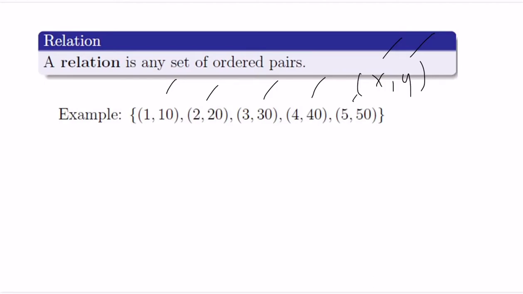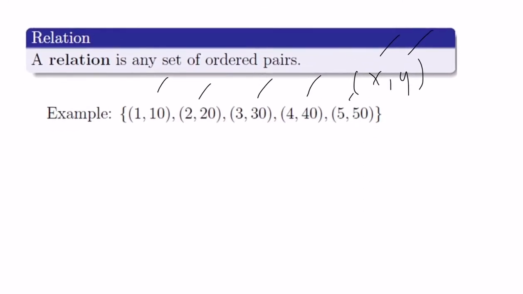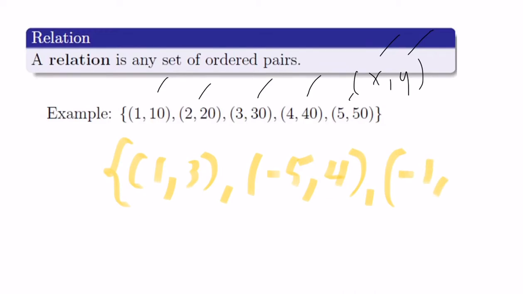You can make your own relation by giving any set of ordered pairs. Say for example, (1, 3), (-5, 4), (-1, 0), close. This is a relation because the elements of this set are ordered pairs. So this is an example of a relation. So again, a relation is any set of ordered pairs.